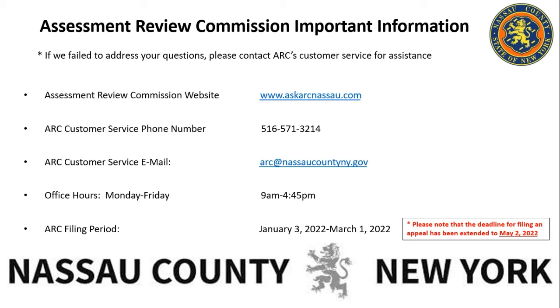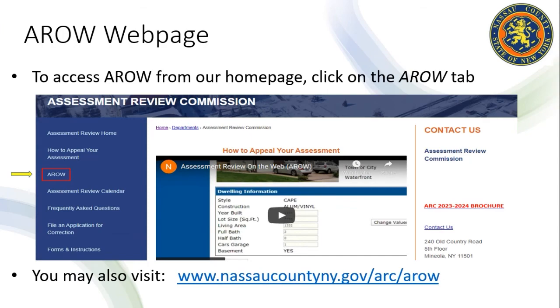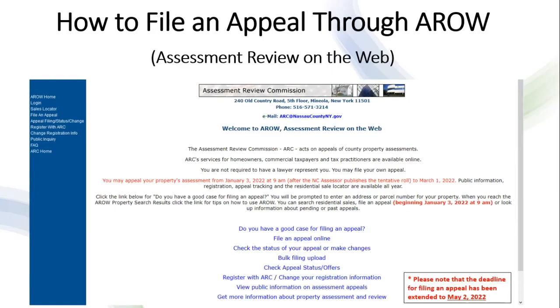You're going to go to askarcnassau.com. And then when you get to our website, you are going to either click on the link to register. If you've never registered before, you would go to Arrow. And then once you're in the Arrow system, you would either go to register from Arrow, or you could file an appeal or go to Sales Locator, depending on how you're going to do this. And again, you can watch the video on our homepage to tell you which one you should go to first, whether you've already registered, you have to log in, you want to go to Sales Locator, or you want to file an appeal. But the place to start is askarcnassau.com and then choose Arrow on the left-hand side.